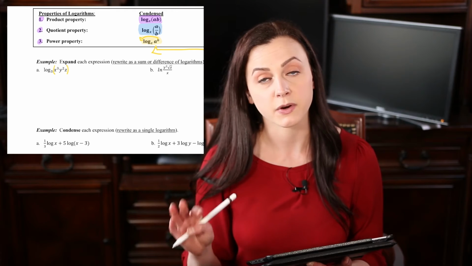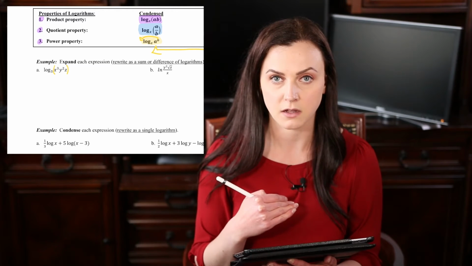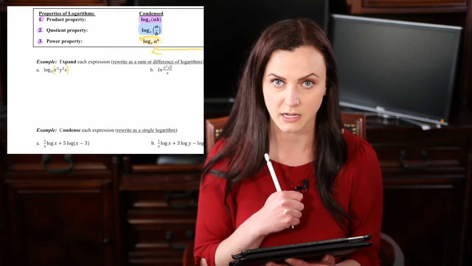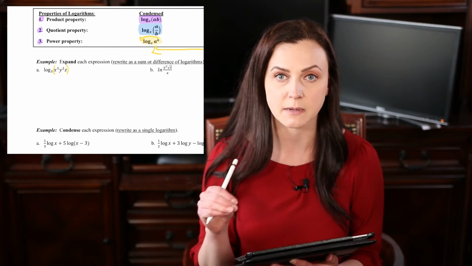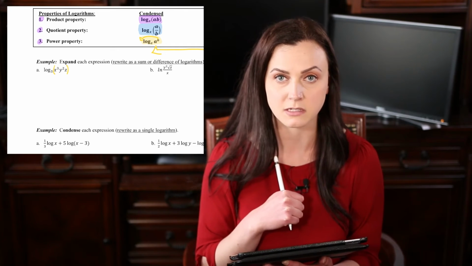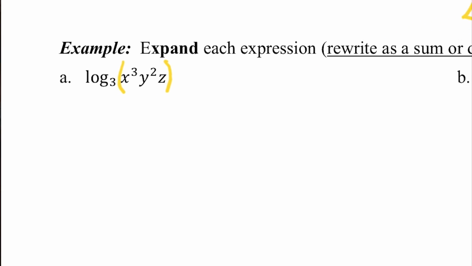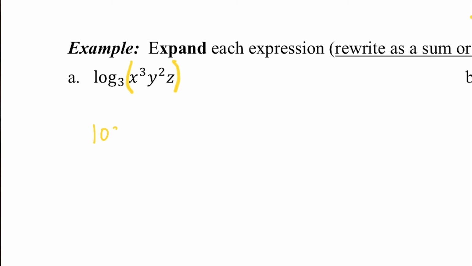Since we have three things multiplied inside of the log, we are going to use the product property, and we'll have three terms when we separate it out with addition. So we'll have log base 3 of x cubed plus log base 3 of y squared plus log base 3 of z. So that's what it looks like when we use the product property. We separate this out with addition.